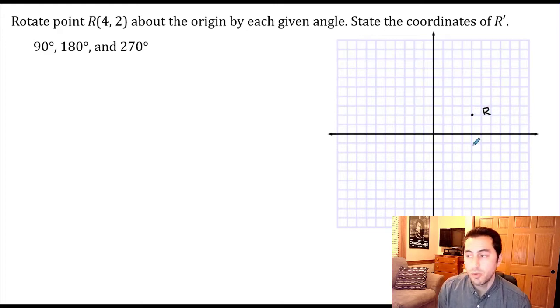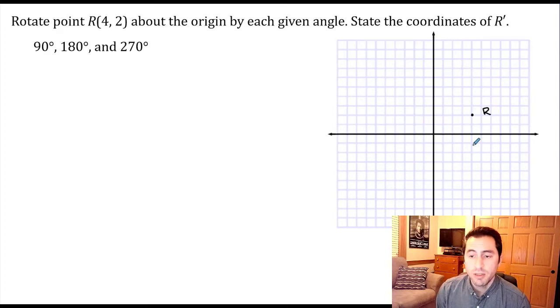And I want to do a couple rotations with this. So I want to rotate it 90 degrees, 180 degrees, and 270. These are the most common angles of rotation. And hopefully we notice something about our images, R prime, that will allow us to develop some shortcuts so we can make doing rotations in the coordinate plane much easier.